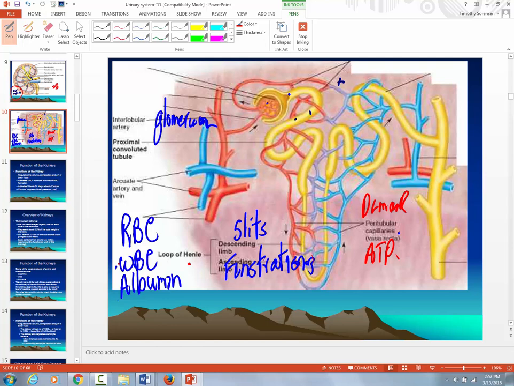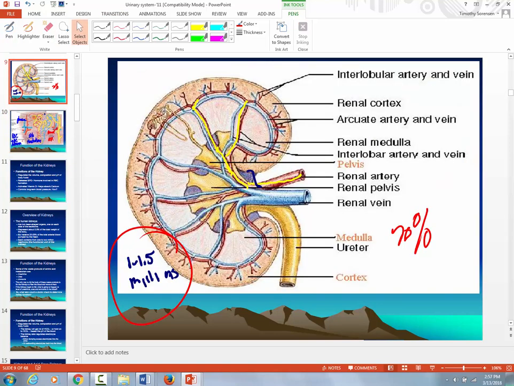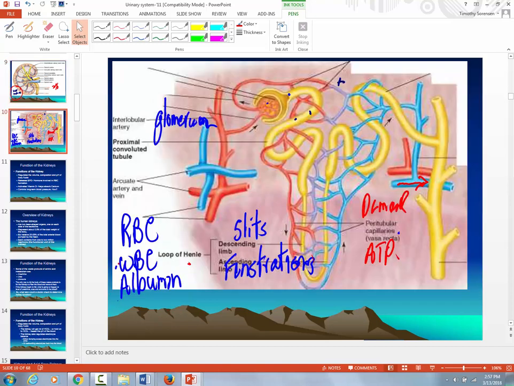Now watch. Once the blood is filtered, all of that newly filtered blood leaves the kidney through the renal vein. And then the renal vein connects to the inferior vena cava and it's dumped into the general circulation. You got me? So let's look at this. Watch.